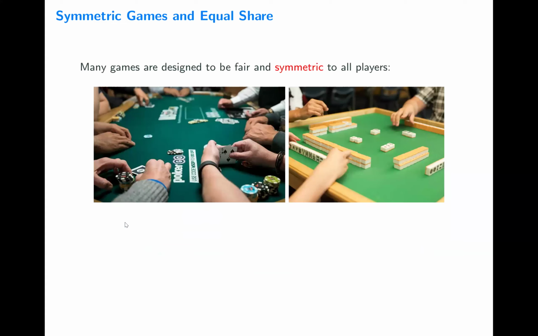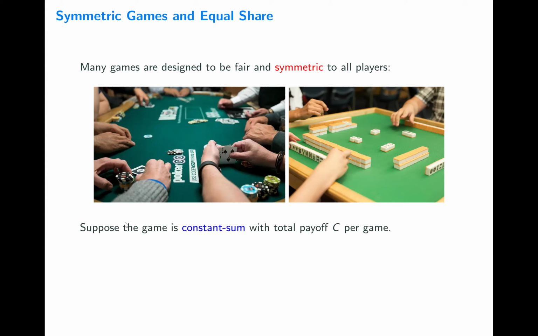So the setting becomes very simple. We just look at symmetric games. There are tons of games in reality that are symmetric because every player wants fairness. You don't want to sit at some table where you're already at some disadvantage. So a lot of games are designed to be fair and symmetric to all players. And for most games, if you also include a random permutation on the seats, for example you flip a coin at the very beginning to decide where you sit, then it's completely symmetric to all the players. So this is the focus of this part: symmetric games.